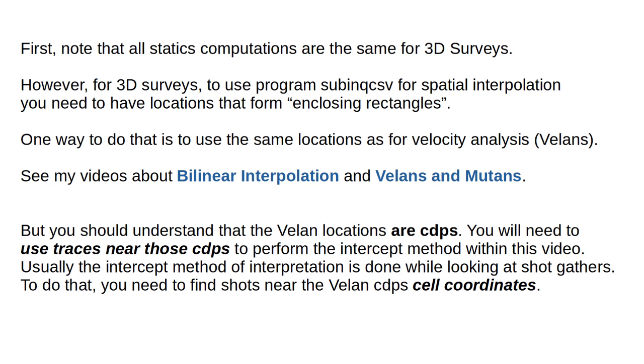But you should understand that the VLAN locations are CDPs. You will also need to use traces near those CDPs to perform the intercept method within this video. Usually, the intercept method of interpretation is done while looking at shot gathers. To do that, you need to find shots near the VLAN CDP's cell coordinates.